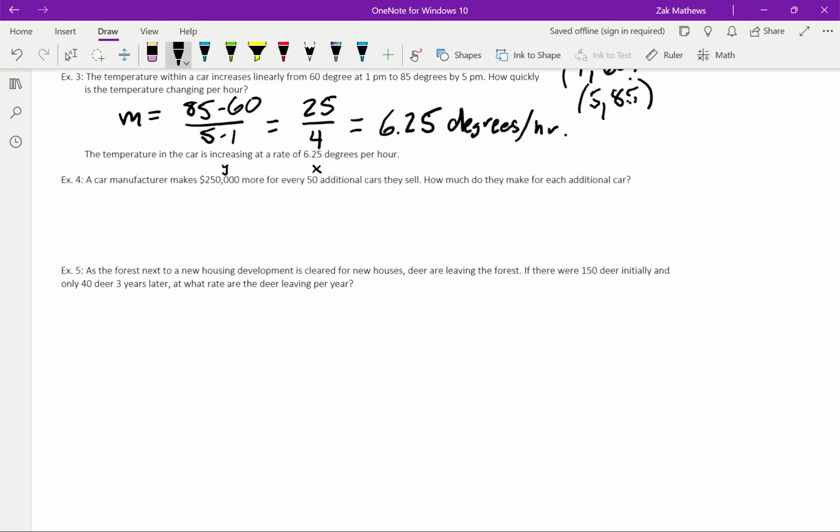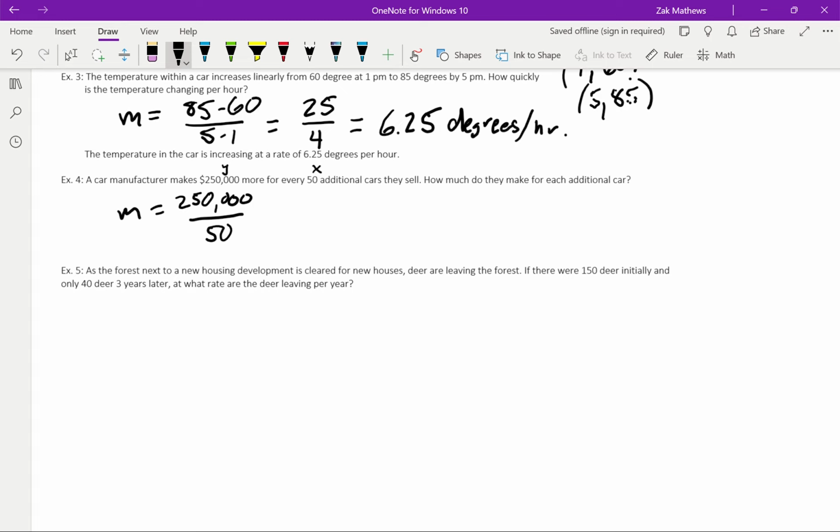Well, this seems like a problem. We only have one x and one y, 2 numbers. But if we think about how these are phrased, car manufacturer makes 250 more, and then 50 additional. That's actually already giving me an amount of change. How much more are the y's? The y's are 250,000 more. How many more are the x's? They are 50 more. So they're giving me those rates of change within the word problem. I don't have to calculate a y2 minus y1 because the problem has given it to me.